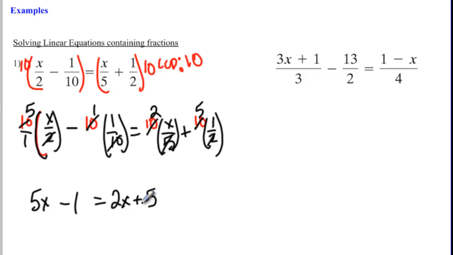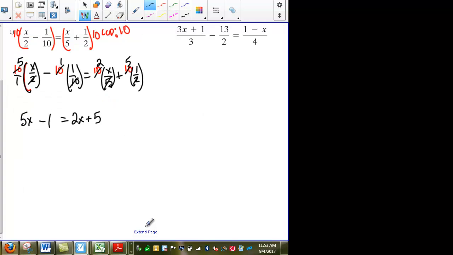And then we're right back to what we were doing before, right? Okay, so I'm going to move the 2x over. And then move the 1 over. And divide. So hopefully that's feeling super easy.